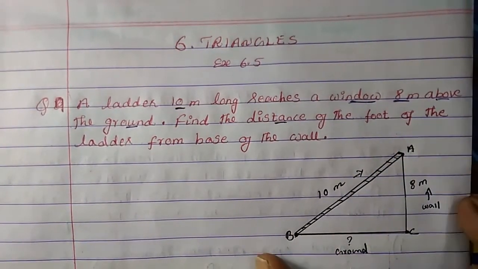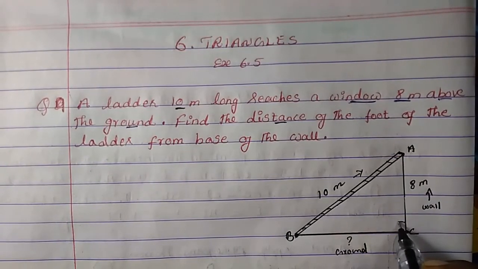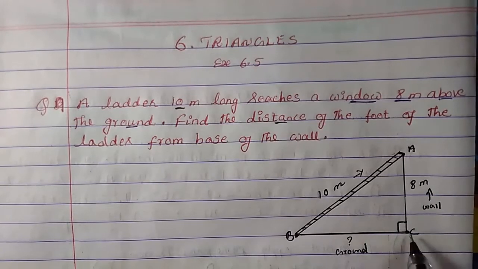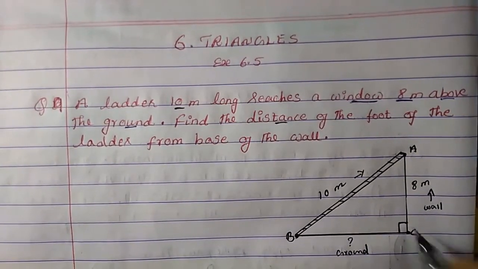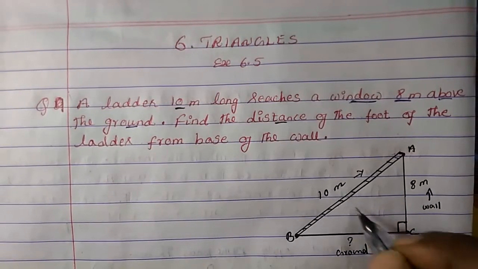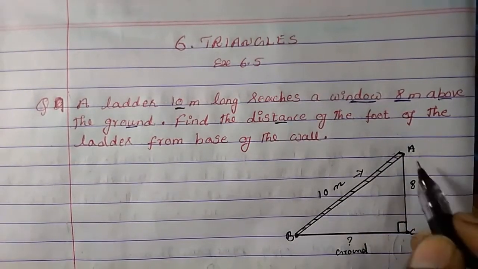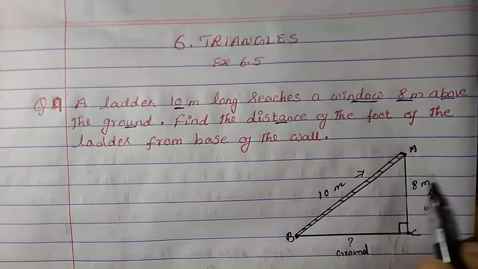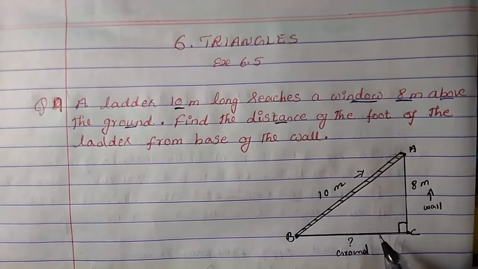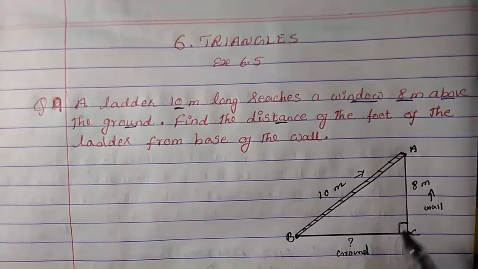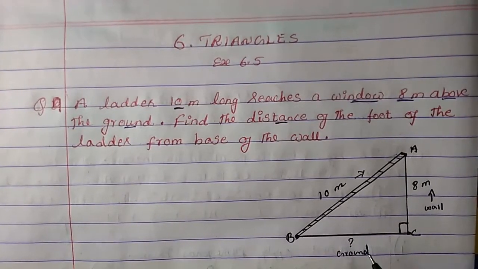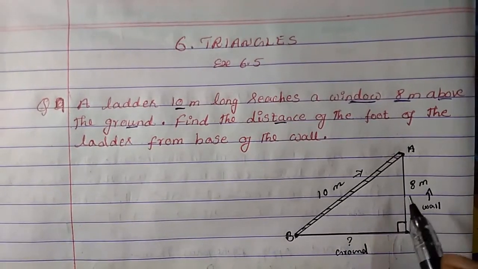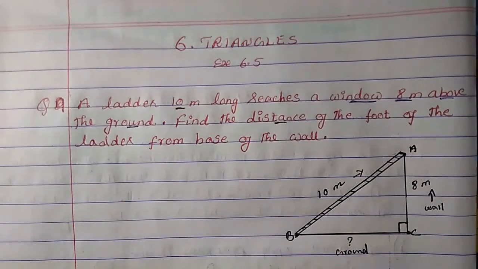Now looking at this only, your answer will be ready how to do it, because naturally it will be a right angle triangle, because this is ground and this is wall, the wall will be straight to the ground, so it will form a 90 degree, and then this is the longest side, so this becomes a right angle triangle. Means what we can apply? Pythagoras theorem. So we know the hypotenuse, we know the height, we have to find the base. So let's write down Pythagoras theorem.